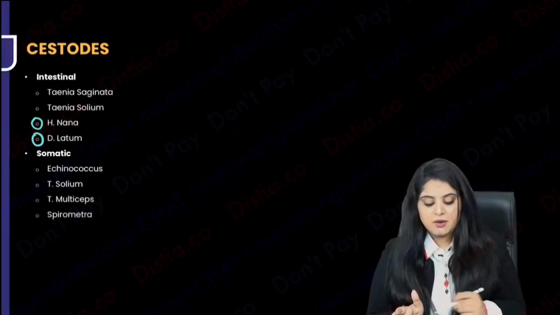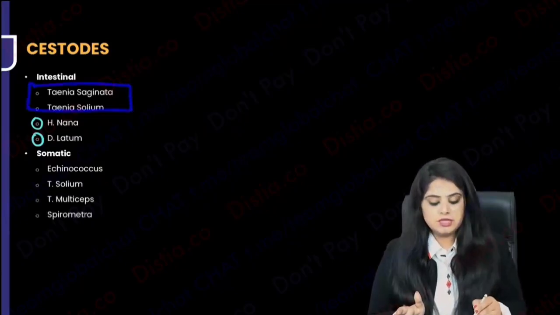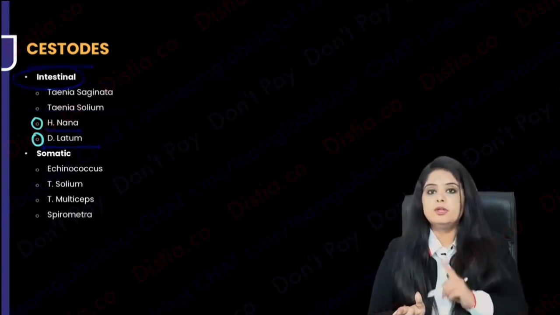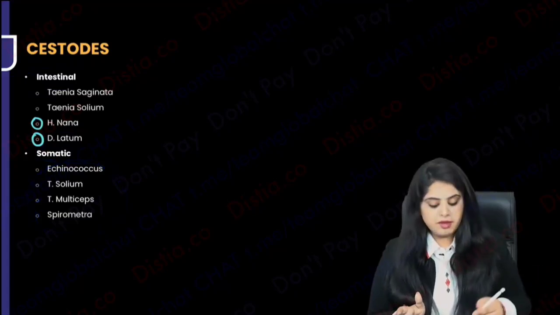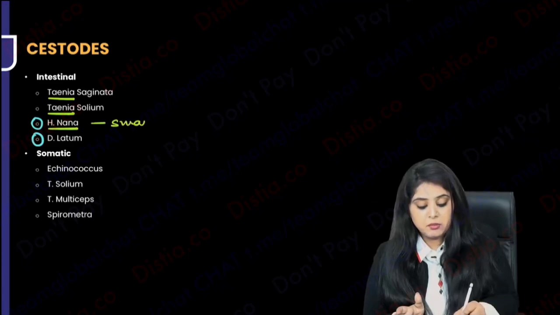Before that, how are we dividing it? Please note all these. Taenia saginata and solium, H nana and D latum. They are the ones which are going to go into the intestine. Rest all of them are going to go to different other organs of my body. But remember, Taenia saginata, solium, H nana, because that is the smallest.